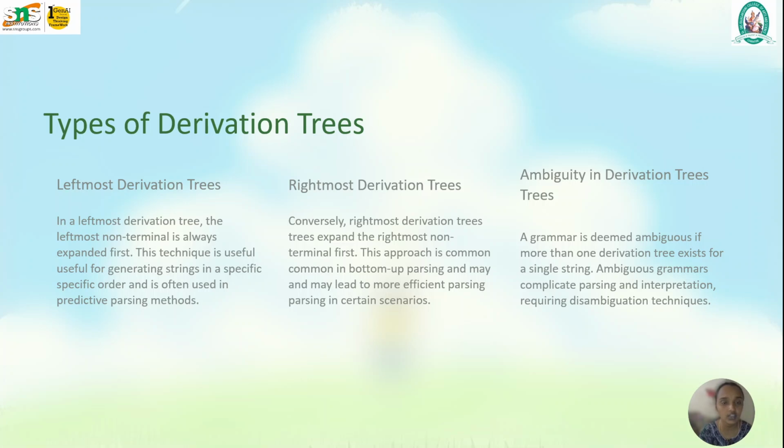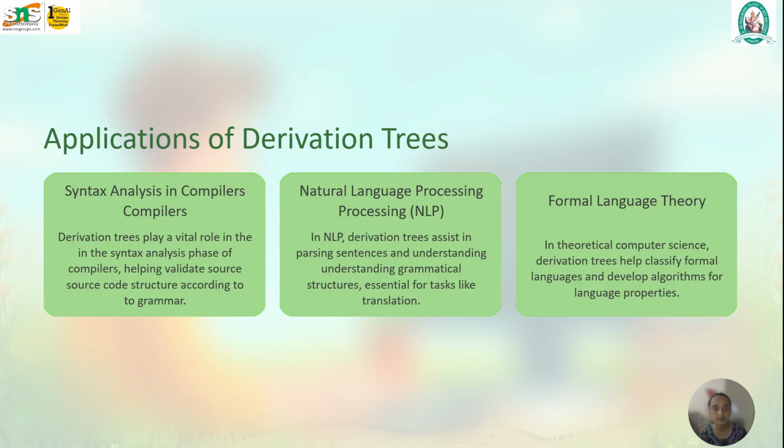This technique is very useful for generating strings in a specific order. It is often used in predictive parsing methods. The next one, rightmost derivation trees. Conversely, a rightmost derivation tree expands the rightmost non-terminal first. That is the difference between leftmost and rightmost. Next one, ambiguity in derivation trees. A grammar is deemed ambiguous if there is more than one derivation for a single string. Ambiguous grammars complicate parsing and interpretation, requiring special techniques.